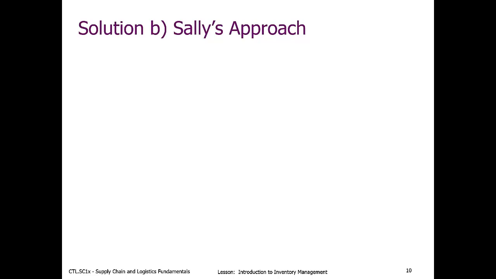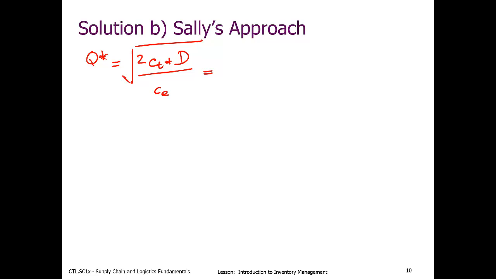Let's try to understand Sally's approach a little bit better. So Sally is suggesting we go with the EOQ model. So again, a quick recap. What's the formula for our EOQ or Q star? So this is the square root of 2 times the transaction cost times the demand over the cost of having excess inventory. So do we have these numbers?